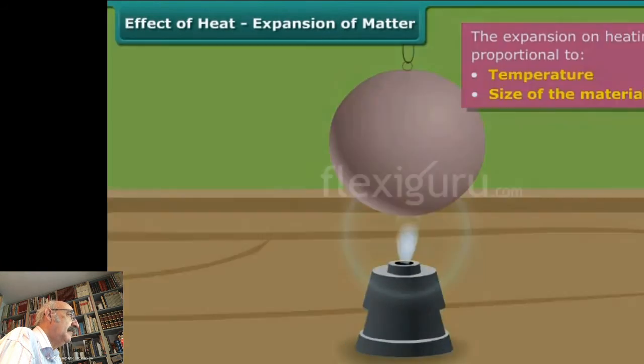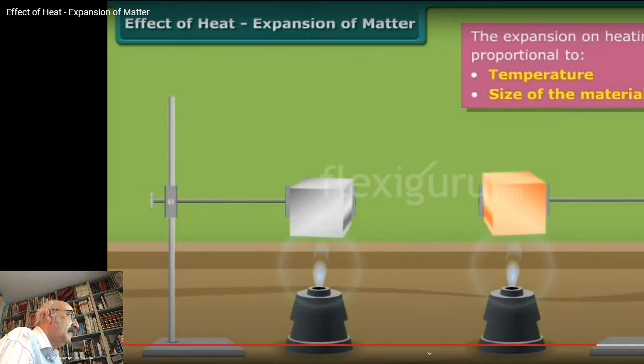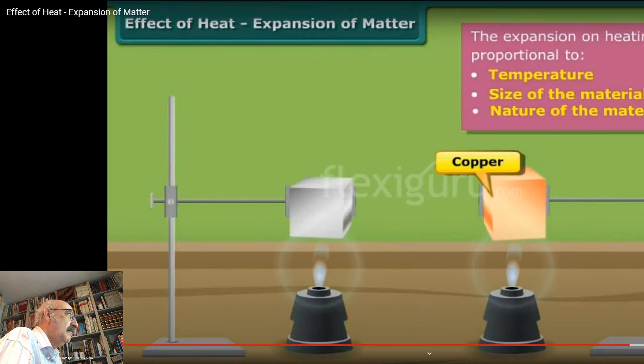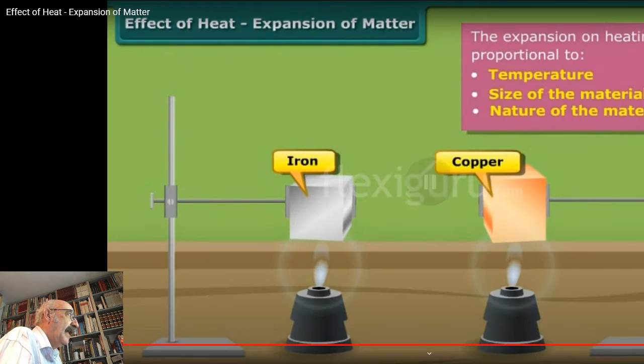The nature of the material being heated also plays an important role in expansion. For example, copper expands more than iron for the same rise in temperature. So this is the third condition, the nature of the material. Copper has more ability to expand than iron.